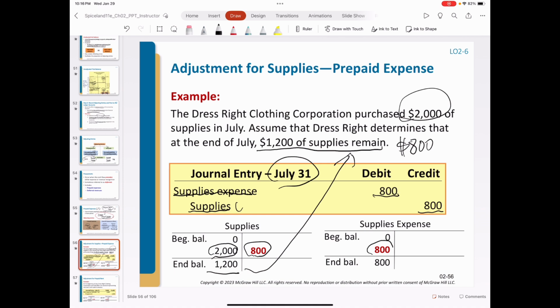Also, an additional $800 of supply expense is recognized. If we do not or forget to make these adjustments, what happens?